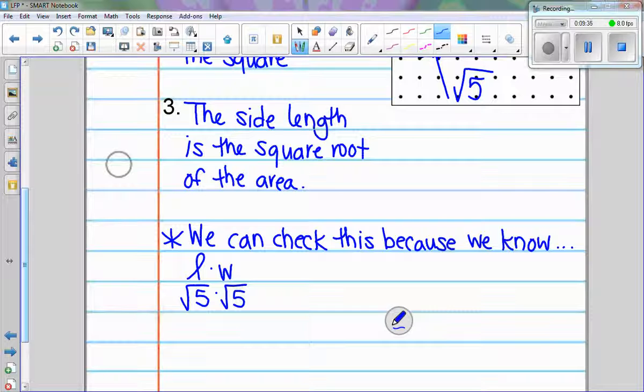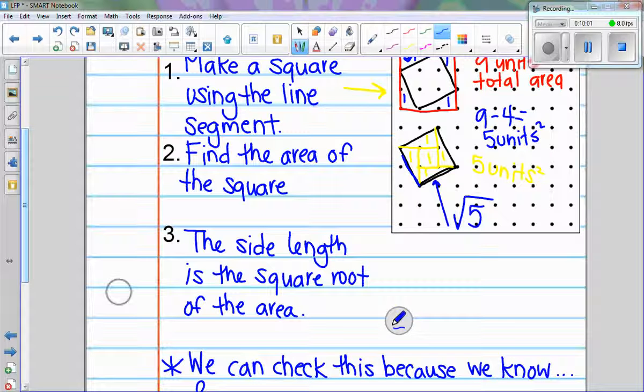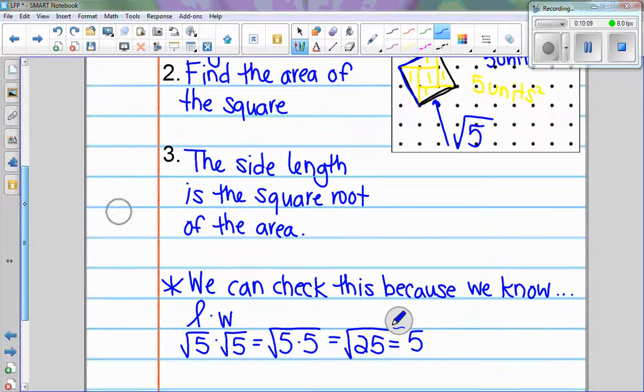That is equivalent to the square root, and that's just the two sides of our square. That's equivalent to the square root of 5 times 5, which is equal to the square root of 25, which is equal to what, ladies and gentlemen? 5, which is our area. So the square root of 5 times the square root of 5 will give us our total area of 5. So that's just one way we can think about checking that. All right, so all of that needs to be in your notes today.